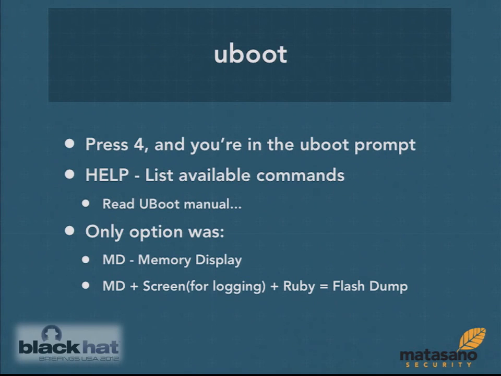So there's a flash chip that is somehow connected, and I can read data off of that. My idea was to use that to dump data, log it using screen, and then create a Ruby script that transfers that data into a binary file.